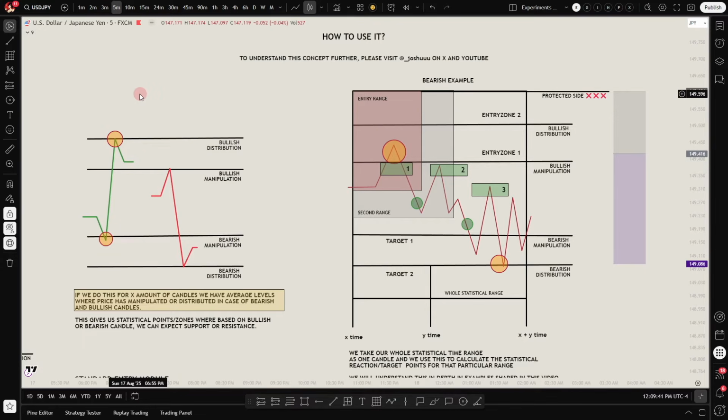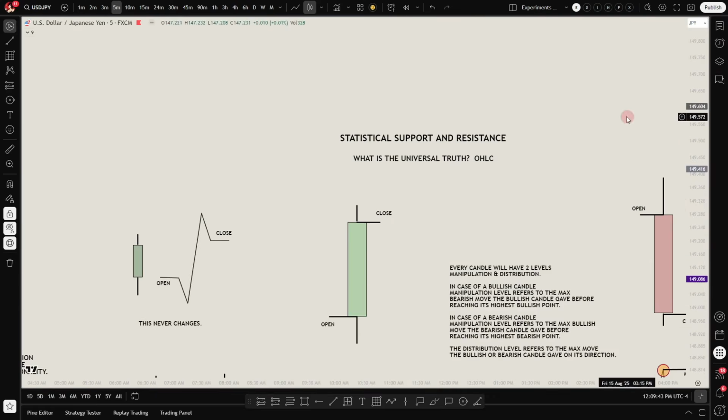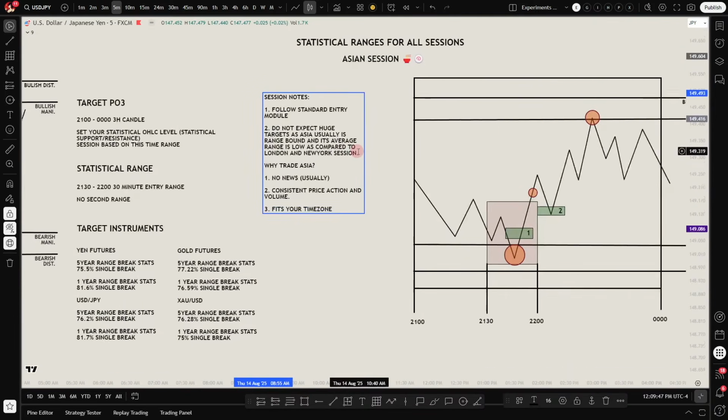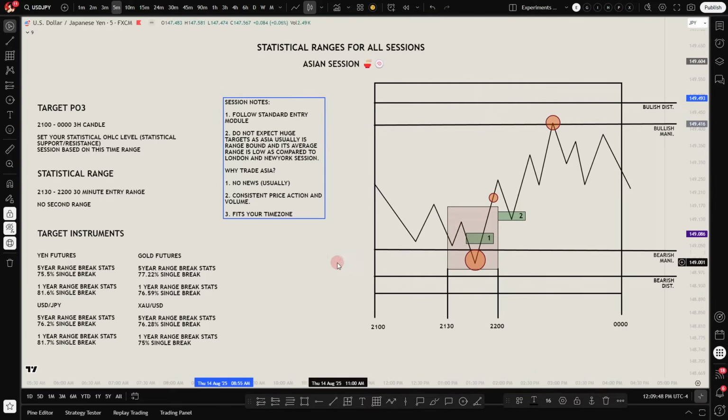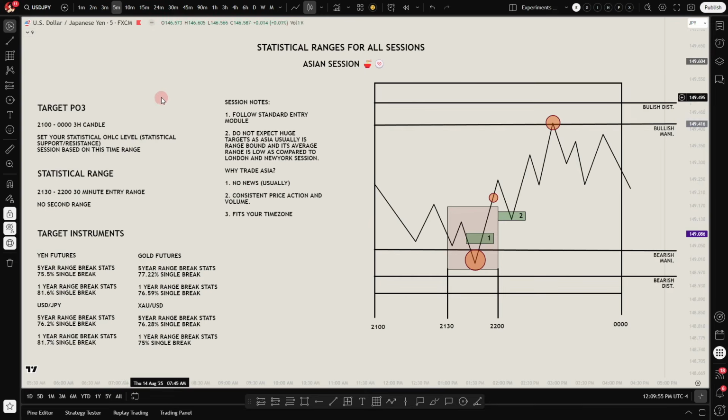Asian session. Now let's discuss the Asian session. The key reference point in the Asian session is the range defined by the 9:00 p.m. to 12:00 a.m. 3-hour candle. From this, we mark our statistical support and resistance levels by using an indicator that automatically plots these levels for the session. For Asian entries, we focus on a single statistical range. The 30-minute range from 9:30 p.m. to 10:00 p.m. projected until midnight.